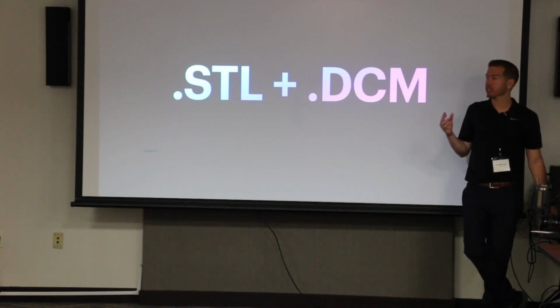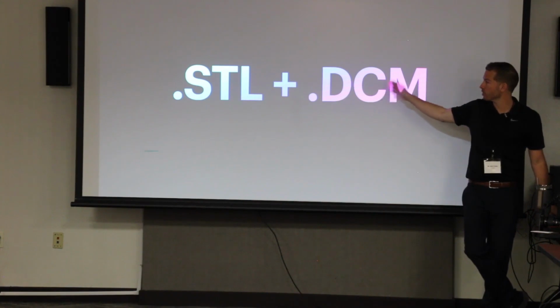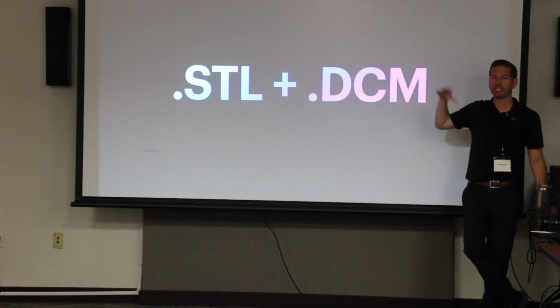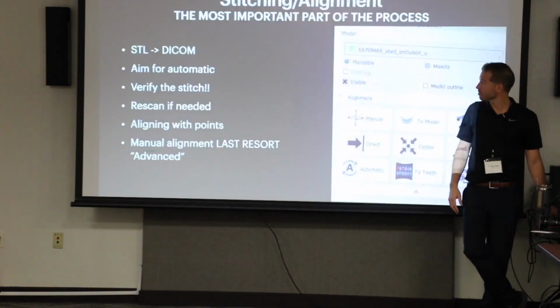This is called alignment or stitching. So stitching and alignment means marrying these two files together, because we've talked about two files we have to have: an STL from the scanner and a DICOM from the printer. How do we make these things marry together? We call that alignment or stitching.